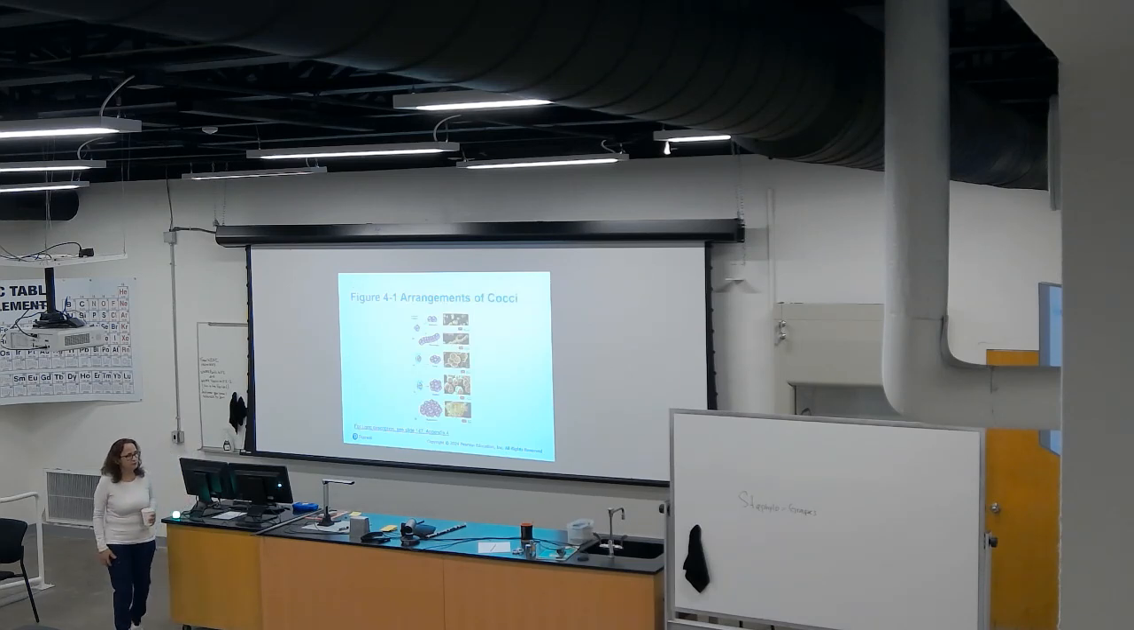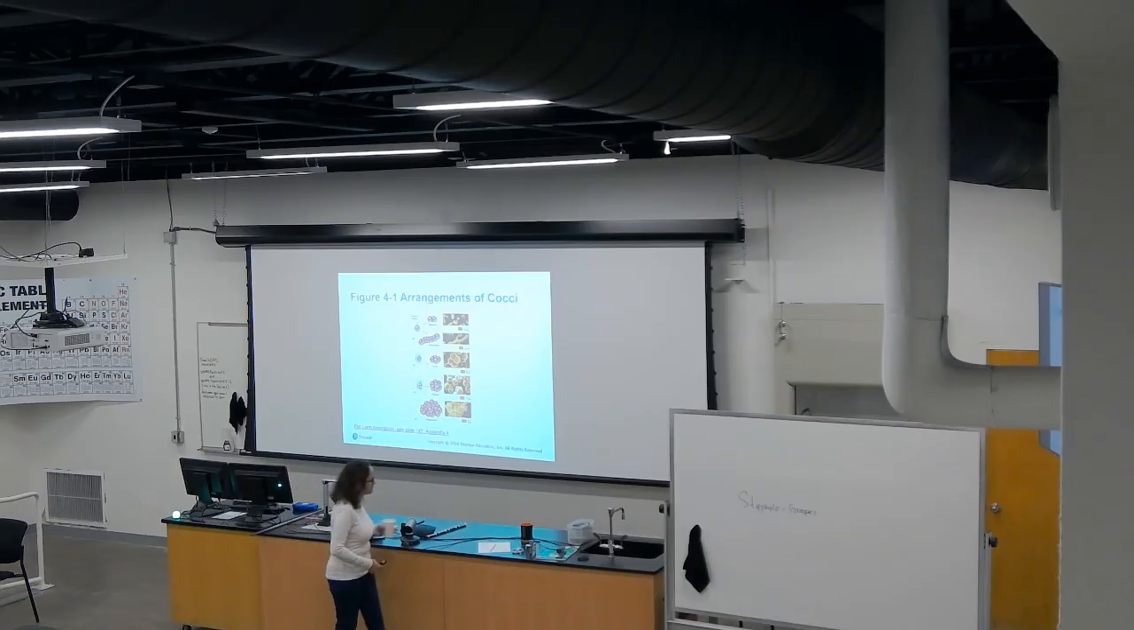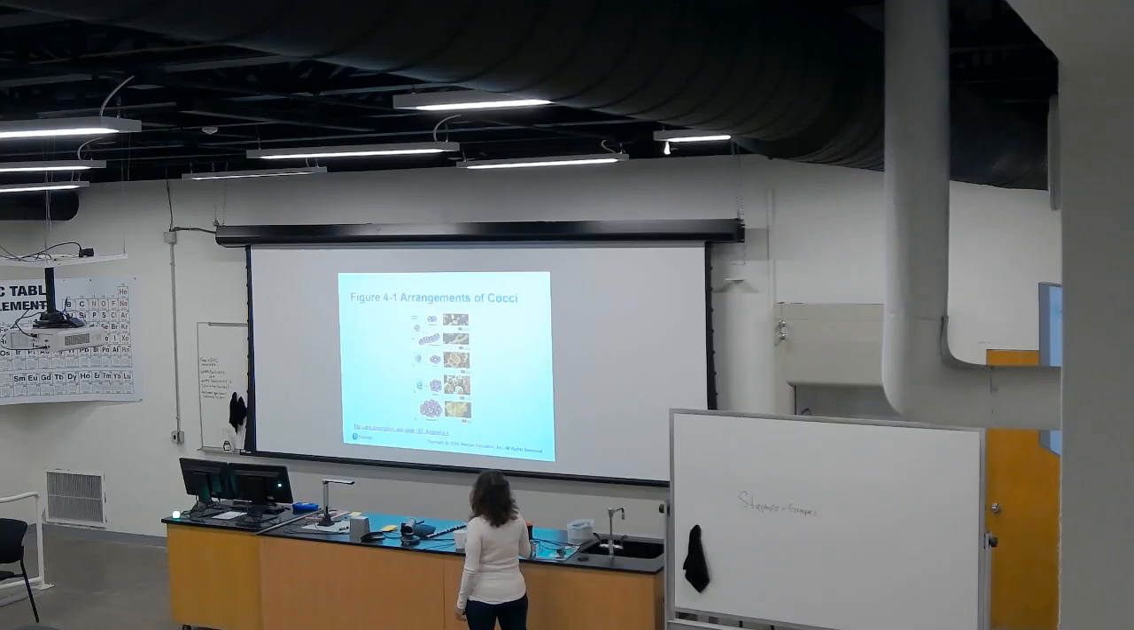So here is the arrangement for these different types of cells. Here we have a diplococcus. Here you have a streptococcus chain, tetrad, groups of 4, sarcinae, groups of 8, and then staphylococci. So how does this arrangement form?